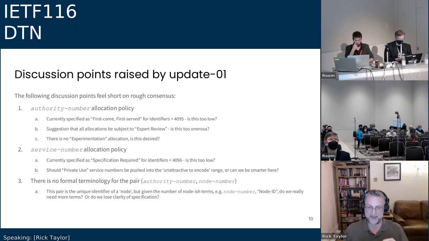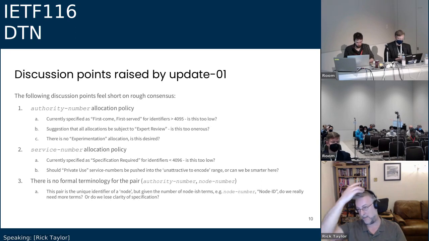Authority number allocation policy. Currently, we've got first come, first served for anything over 4,096. Is this too low? Should we have first come, first served at 2 to the 16, or 2 to the 32, remembering that there is a step function with CBOR encoding? Beyond 2 to the 16, you're into 4-byte encoding. There's no 3.5 byte or anything like that.